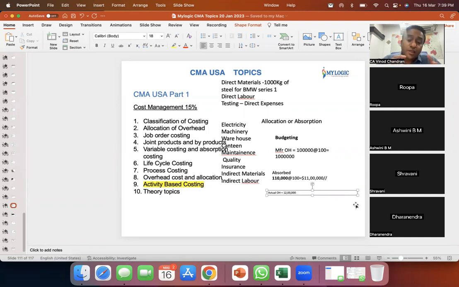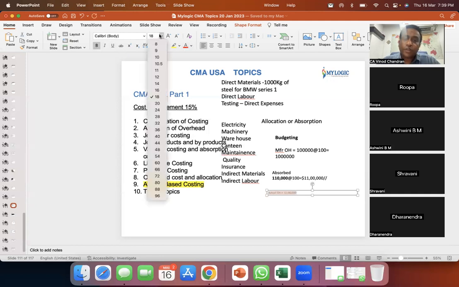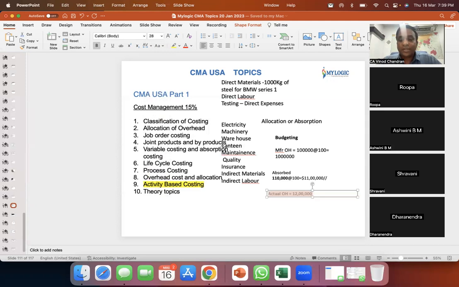What we will do is look at the difference between actual and absorbed. Actual is 12 lakhs, absorbed is 11 lakhs. So my absorption is less, under. We call it under absorption. Imagine that actual is less. Let's say instead of 11 lakhs, it has become only 9 lakhs. So absorbed is more, actual is less. So it is over absorbed.